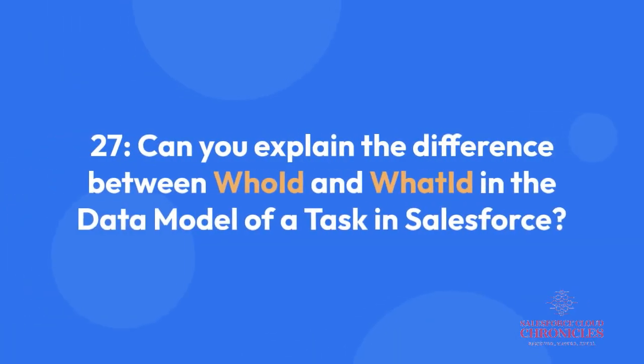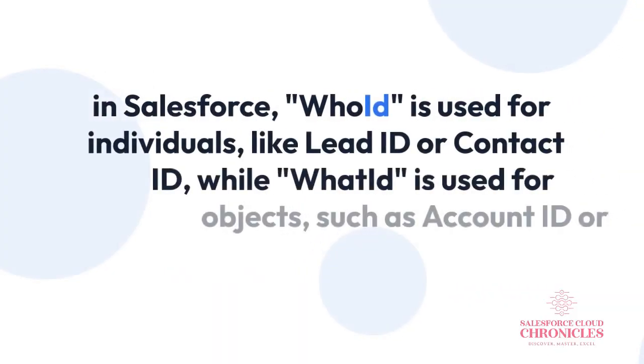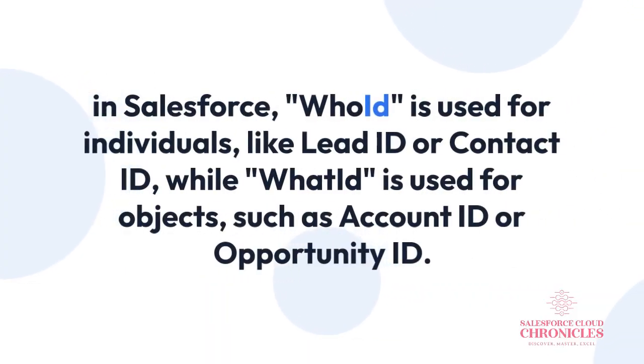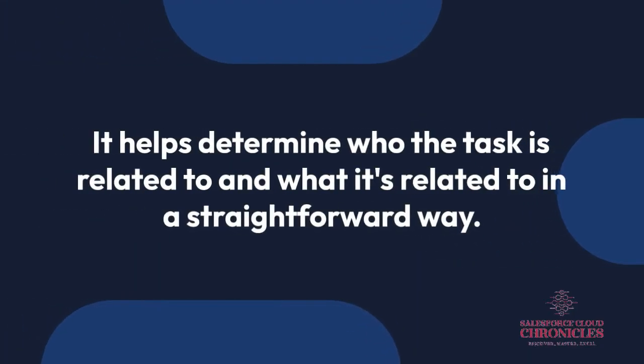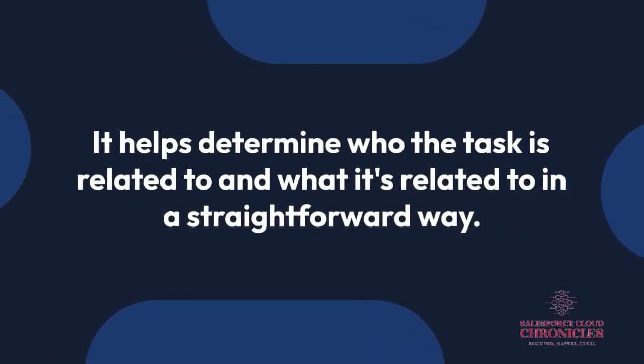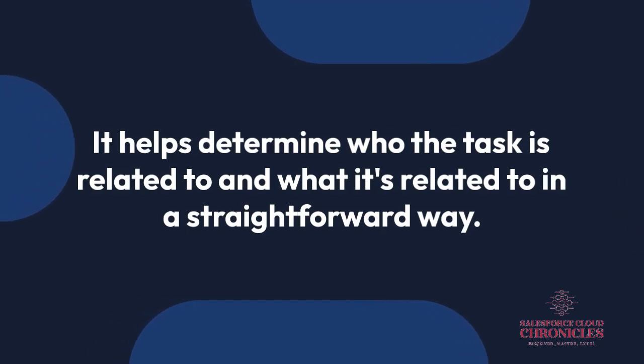Question 27. Can you explain the difference between who ID and what ID in the data model of a task in Salesforce? In Salesforce, who ID is used for individuals, like lead ID or contact ID, while what ID is used for objects, such as account ID or opportunity ID. It helps determine who the task is related to and what it's related to in a straightforward way.